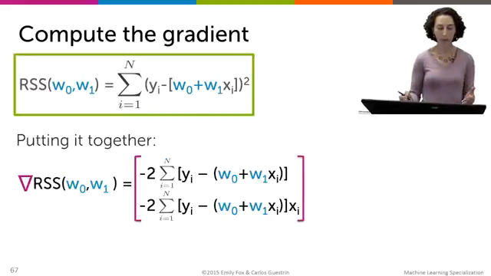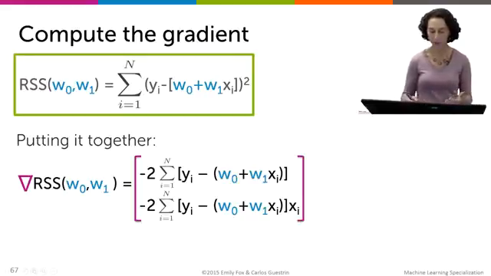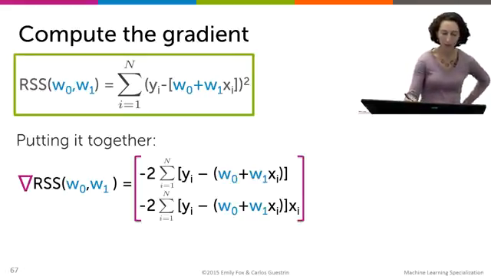Okay, let's put this all together. I went ahead and typed it out, so I don't need to write it here. That's good. So this is the gradient of our residual sum of squares, and it's a vector of 2 dimensions because we have 2 variables, w0 and w1.